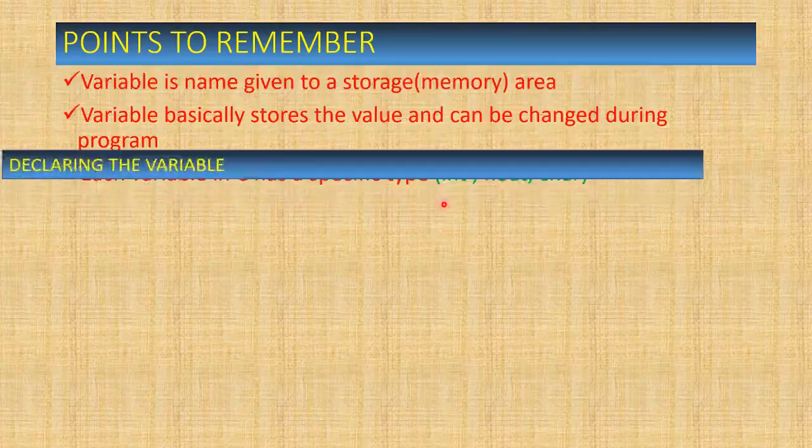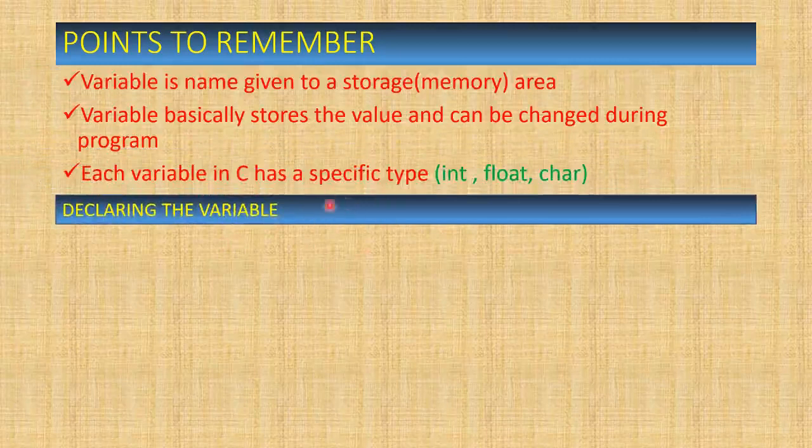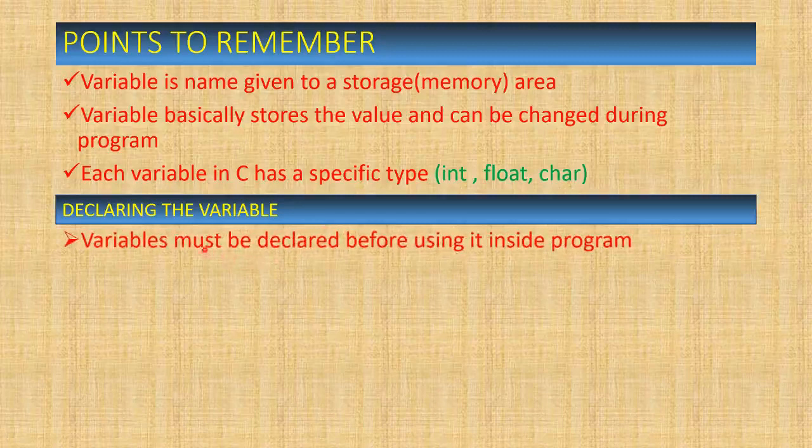Now coming to the declaration of the variable, how we should declare and when we should declare it. The first point is that variables must be declared before using them inside the program. That means if you have some piece of code using some variables, at the point where you start using your variable, you must have declared it before that. If you do not declare the variable, or you declare it after using it in the program, then it will throw an error. So variables must be declared before use.